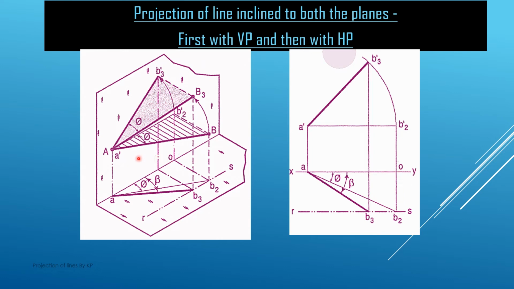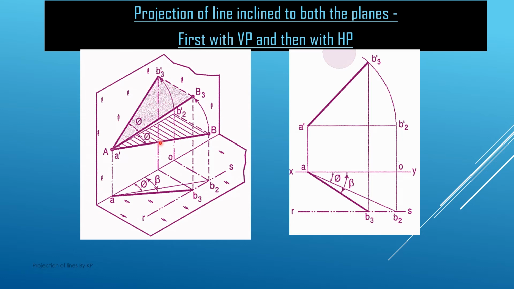First of all, we got the line AB here, which is making an angle phi with the vertical plane, and the projection of this line on the horizontal plane is AB2. This AB and AB2 are of true length; they represent the true length of the line. But on the vertical plane, the projection is A dash B2 dash, and the length of this projection is shorter than the actual length of the line AB. So this is the final projection of the line when it is making an angle phi with the vertical plane.